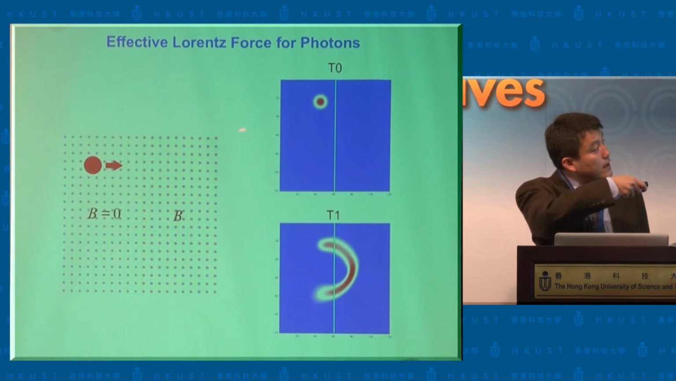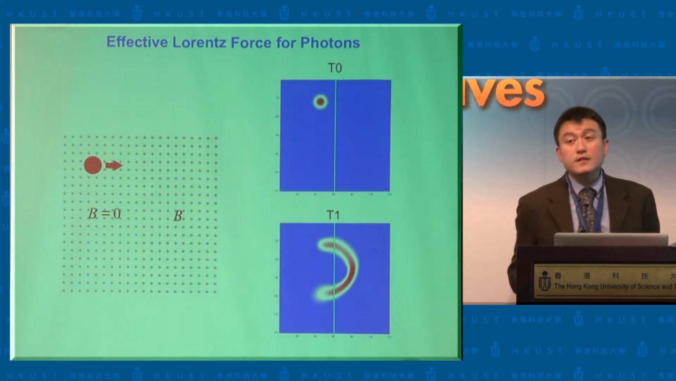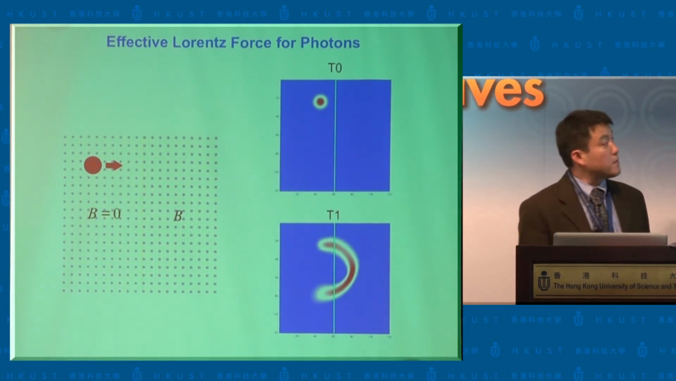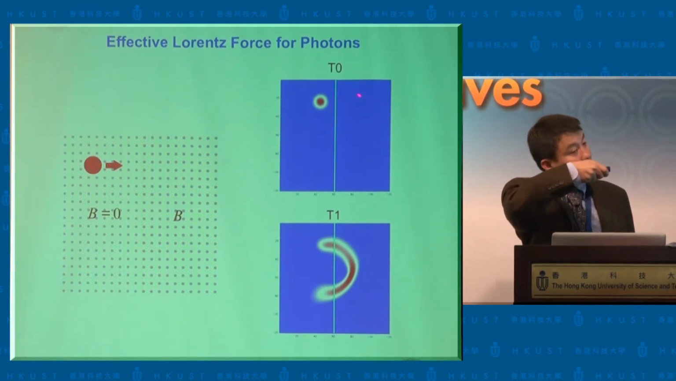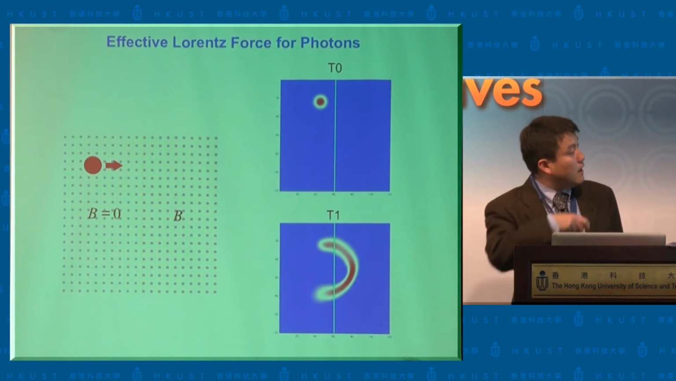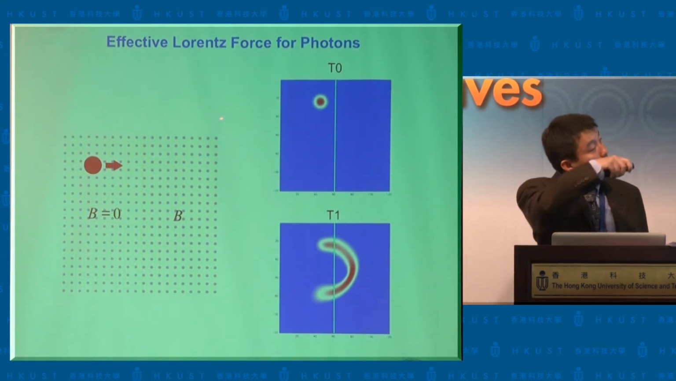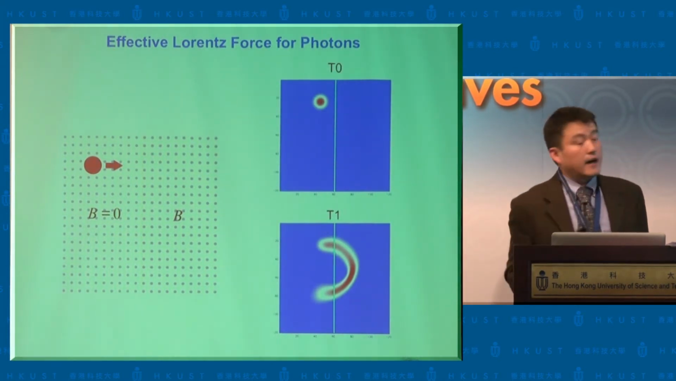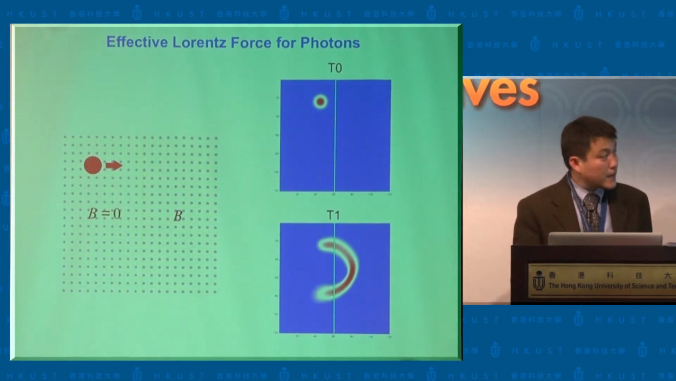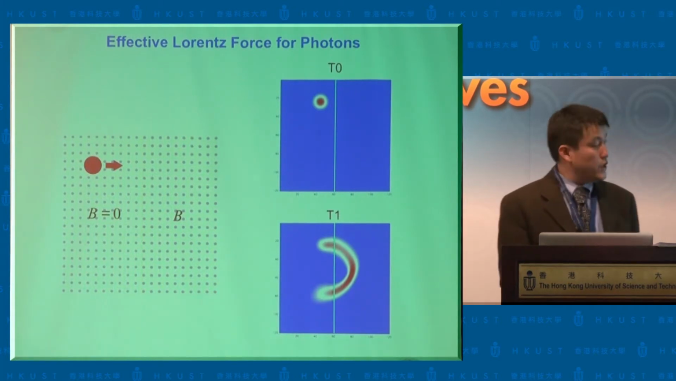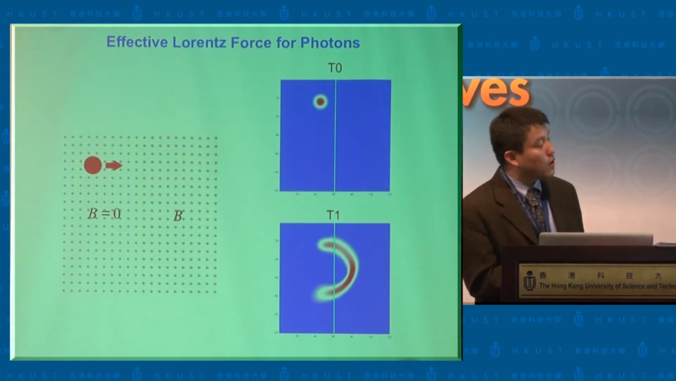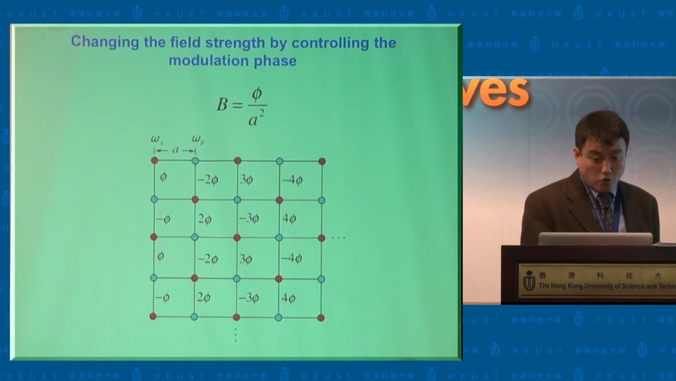Now, we initiate a constant frequency field distribution that looks like this. It propagates in the zero magnetic field region, of course, straight. And then when it enters the region with effective magnetic field, it goes around. So what you see here is basically a signature of an effective Lorentz force for photons.